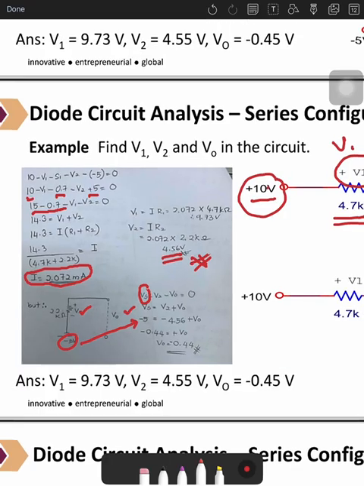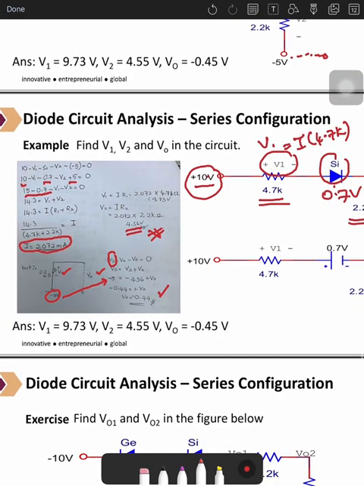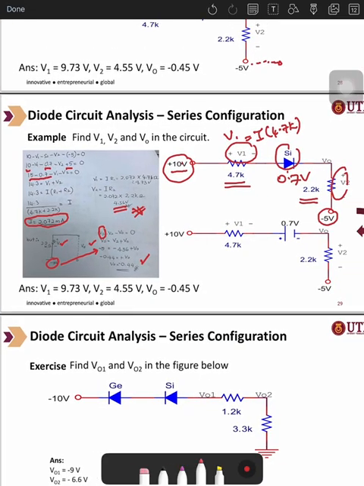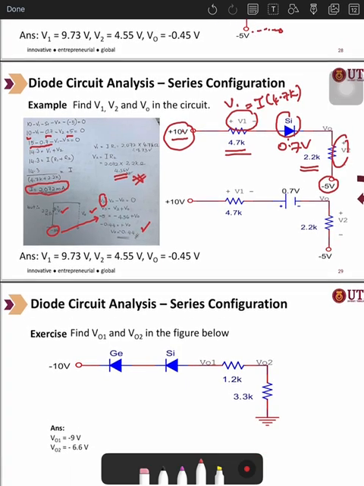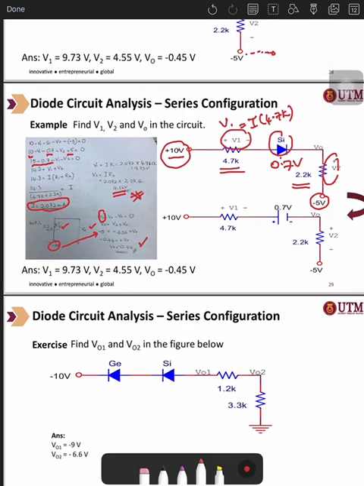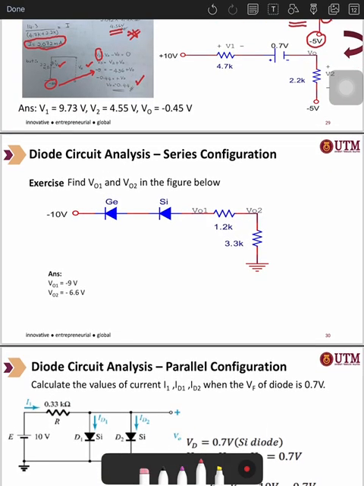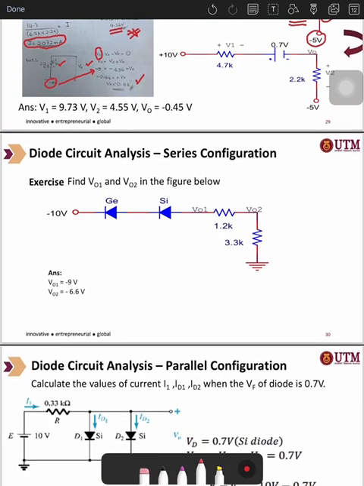So please do your revision. I'm not going to re-explain how to apply all the circuit theory and fundamentals in the fundamental circuit. So you have to learn by yourself. This one is the exercise. Please do it and get the answer for this.